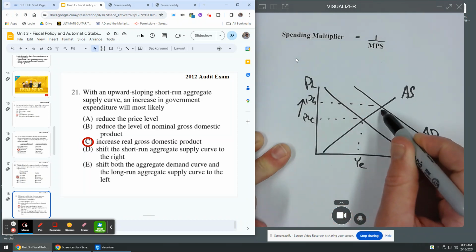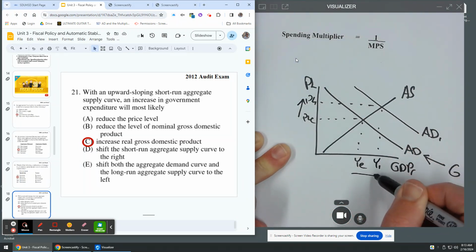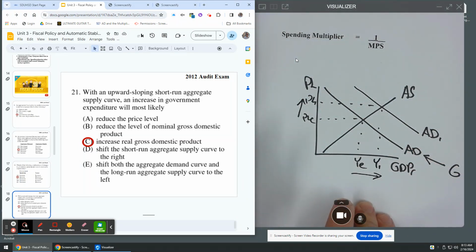I'd be experiencing inflation, and my GDP would increase. So A is out the window because we have an increase in price level. Reduce the level of nominal GDP? Nope, our real GDP is going up. So there's our right answer, C.